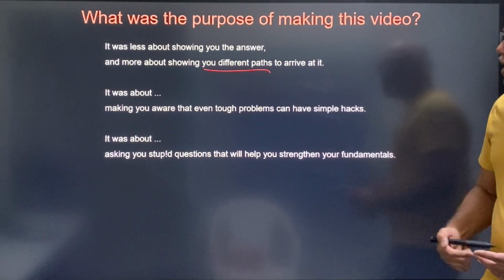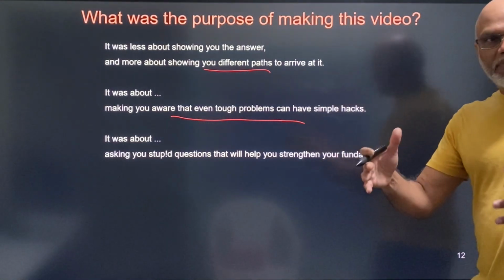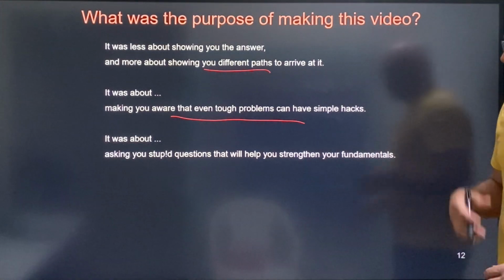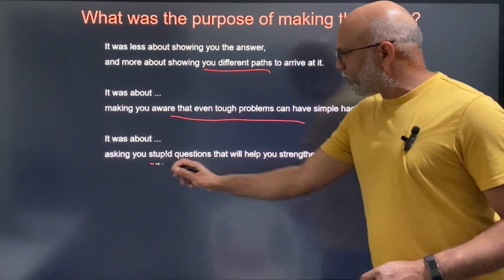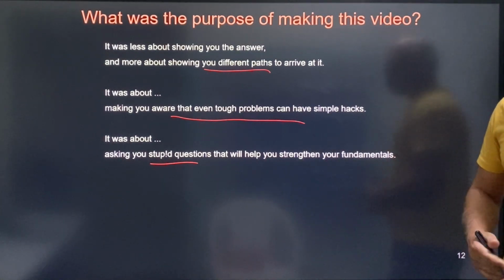It was also about making you aware that tough problems can have a very simple hack, right? That comes with practice. It was also about asking you stupid questions, because that will make your fundamentals very strong.